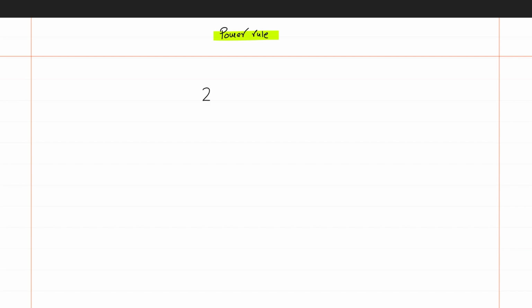Let's say that we want to differentiate this function. We have a variable to the power of a number. In this case, we're allowed to use the power rule. And the power rule goes like this. You bring the power down. So 4 is the power. You bring it down. You multiply all of the function, x to the power of 4, by the power. And then you subtract 1 unit from the power. So this will yield 4 times x to the power of 3.